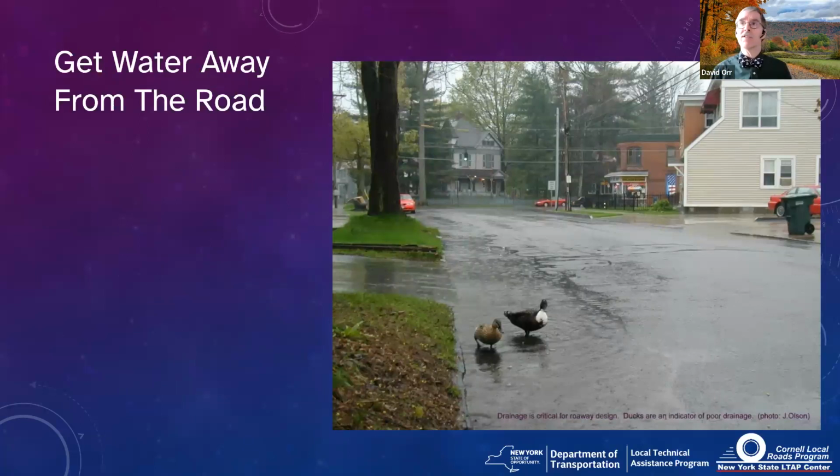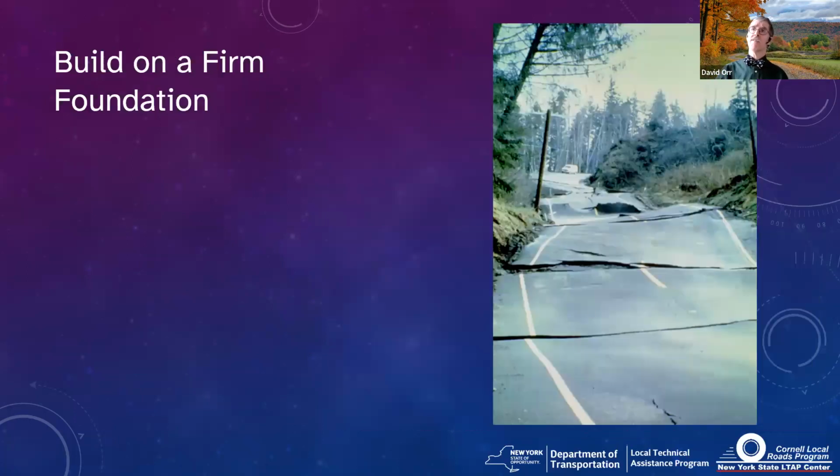It protects the base and the subbase. Almost all of our premature failures is because we have excess water. Water is actually needed. We need some water, but excess water is a problem. So yeah, single most important thing that we can do really help get the water away from the roadway. We need to build on a firm foundation, okay? Why is that important? Why do we want to build on a firm foundation?